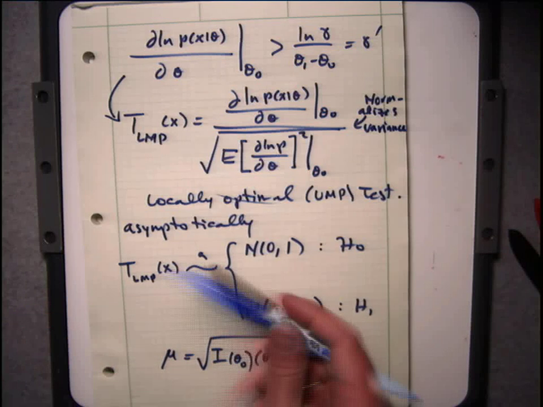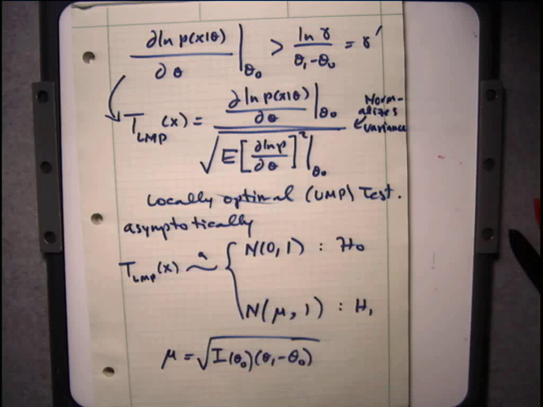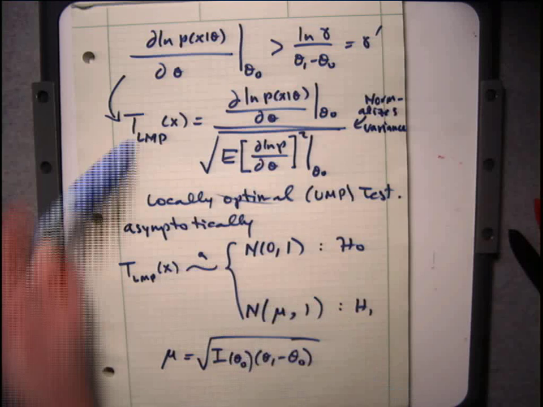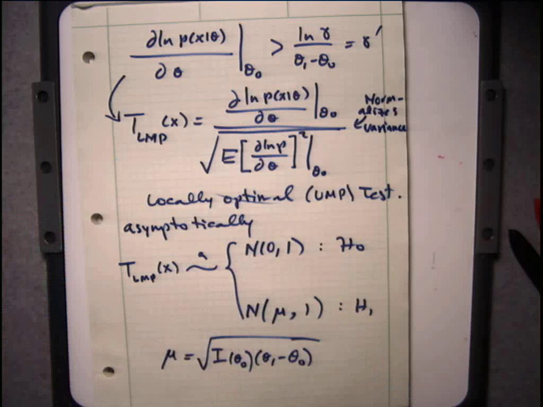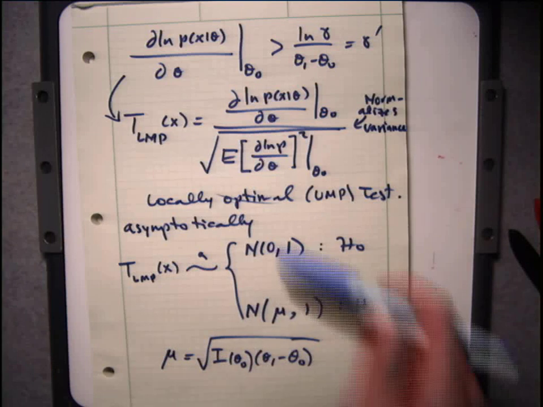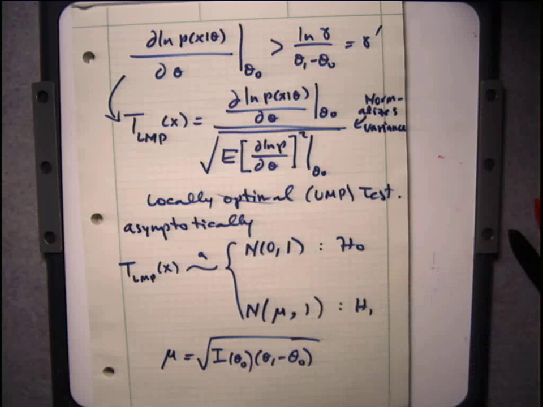So basically, when you have lots of data, it turns out this local test will give you a test statistic that's asymptotically normal in these two cases. So not only do you have an optimal test locally, you can also characterize its performance, at least asymptotically. And using these two, you can exactly compute the PD and the PF for the asymptotic case and plot the ROC curve and so on.